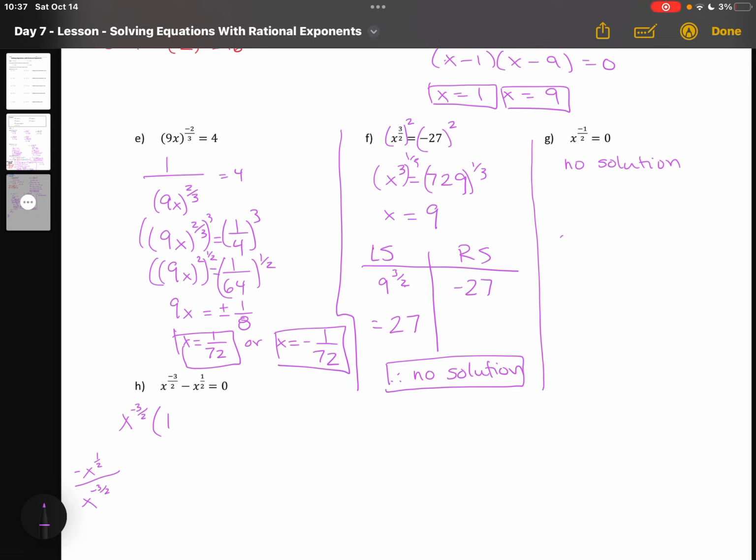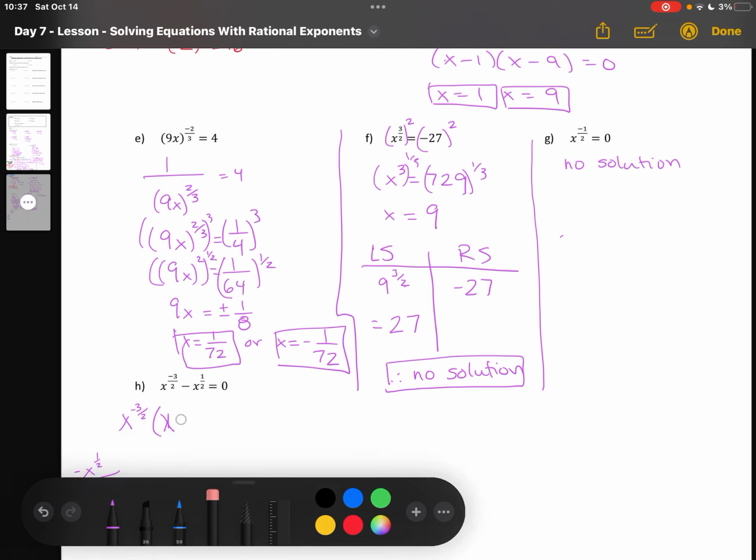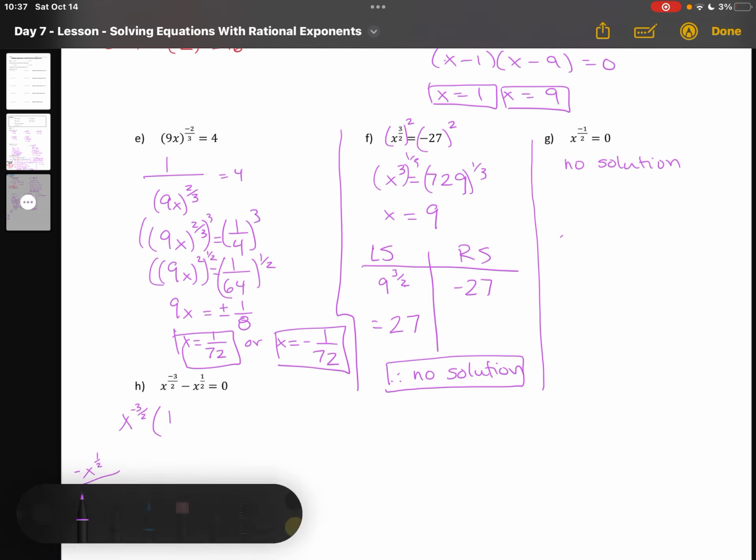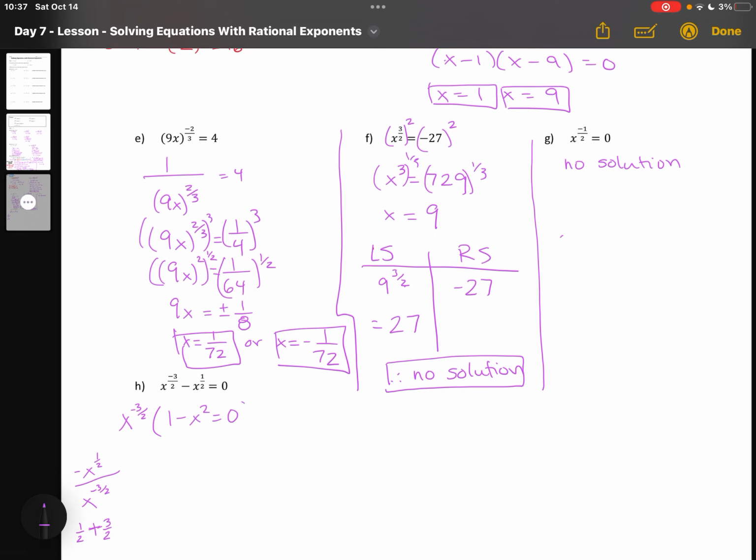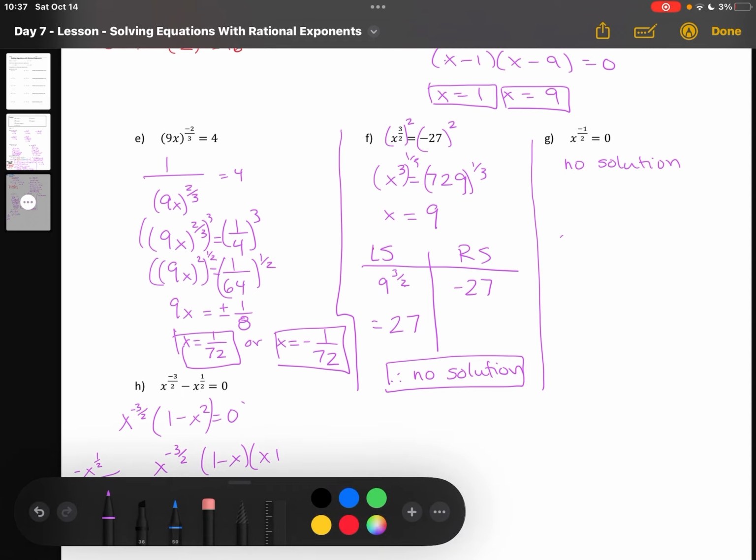Now when I'm dividing, that really means I'm subtracting exponents. So I'm taking away negative 3 halves. That's the same as adding. So I've got 4 halves, which is the same as 2. So when I factor that out, I get 1 minus x squared equals 0. I can keep going. I've got x to the minus 3 halves times 1 minus x and 1 plus x. I have a difference of squares.